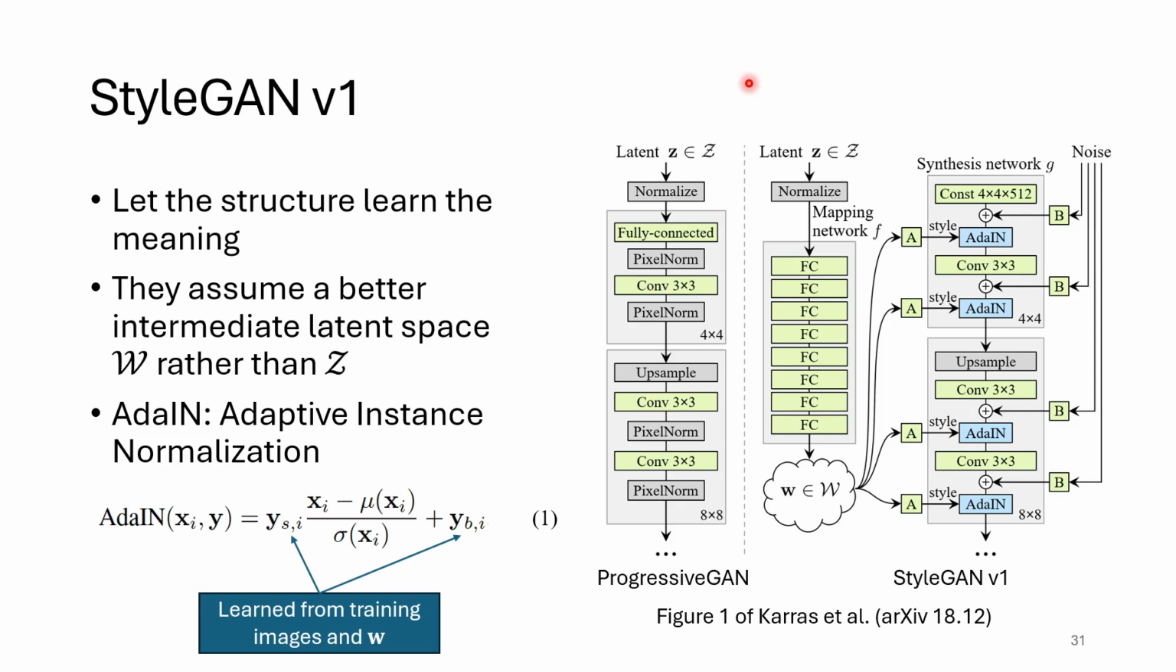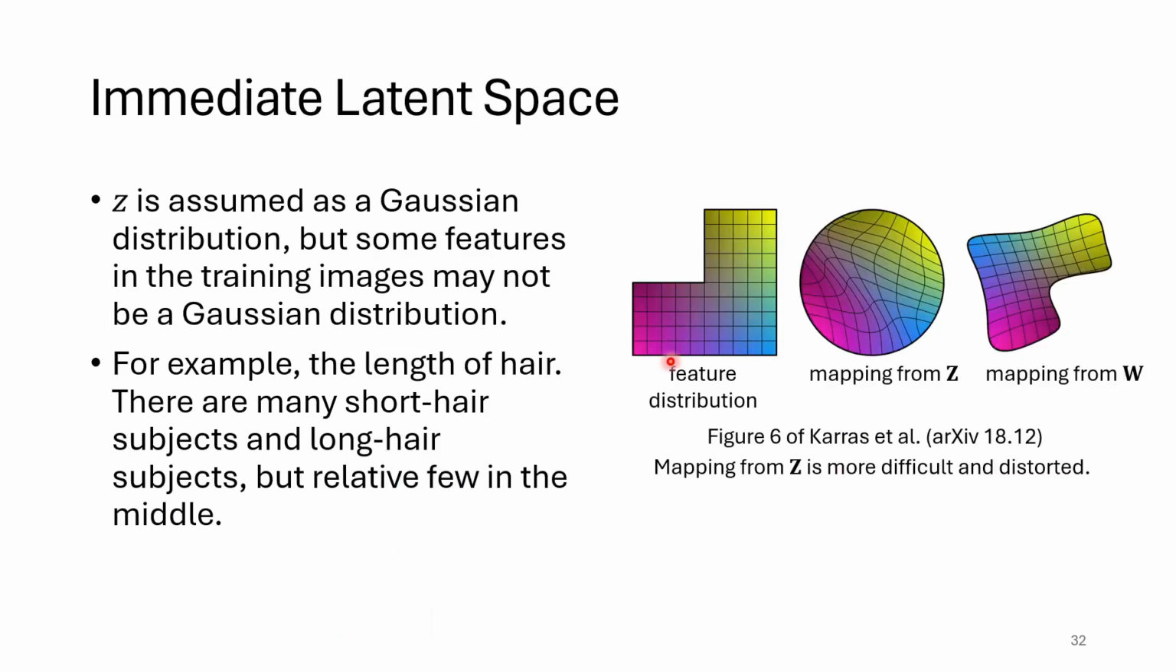So they propose to use an intermediate latent space. Let's show this image. What is it? If there is some feature, its distribution should look like this one. And if they want to use the Gaussian distribution to model this distribution, this will be their result. It is not well distributed.